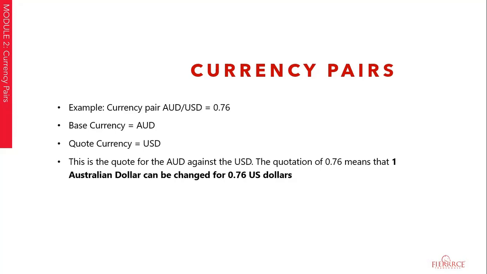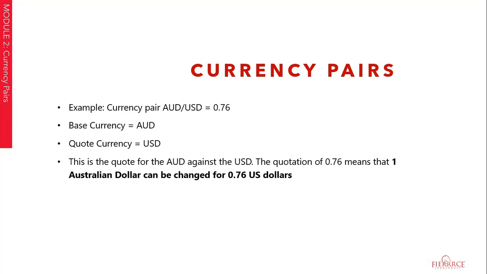So the AUD is the base currency, and the quote currency in this case is the second currency, which is the USD. What this 0.76 means typically is that one Australian dollar can be exchanged for 0.76 US dollars. That means that technically the US dollar is stronger than the AUD. So you'll spend more AUD to purchase $1. Hopefully that makes sense.